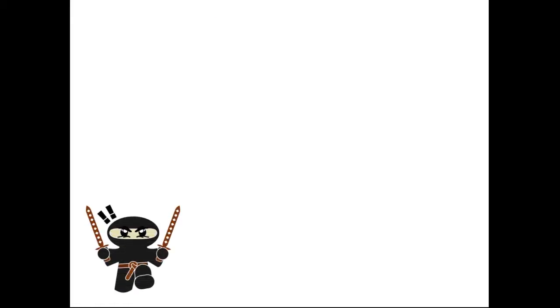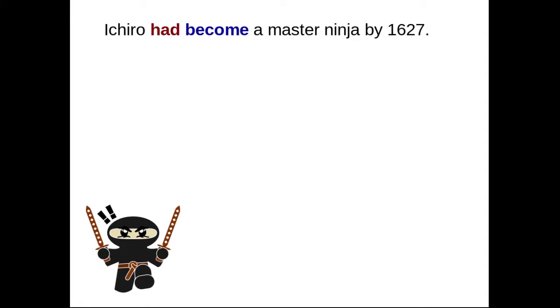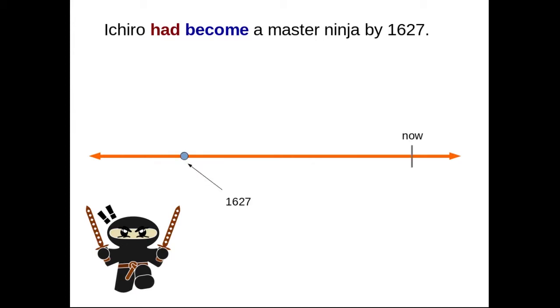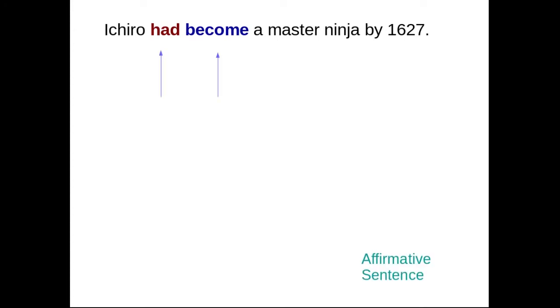Okay, another example. Ichiro had become a master ninja by 1627. This is our timeline. This is now. This is the year 1627. Sometime before the year 1627, Ichiro had become a master ninja. First, he became a master ninja. Second, it became the year 1627. Ichiro had become a master ninja by 1627. This is the affirmative sentence.